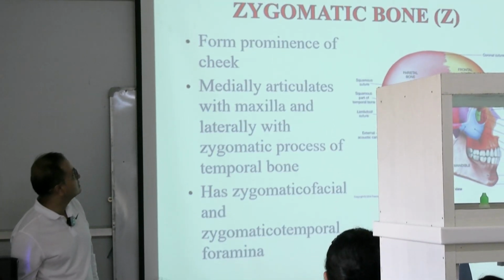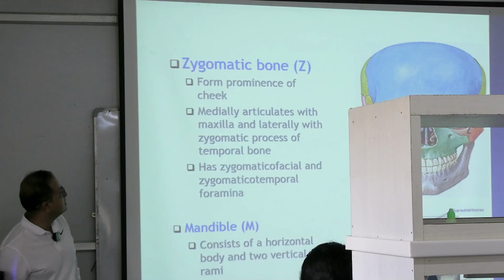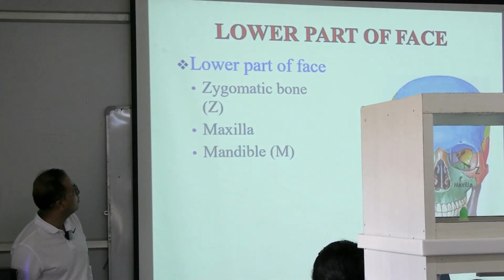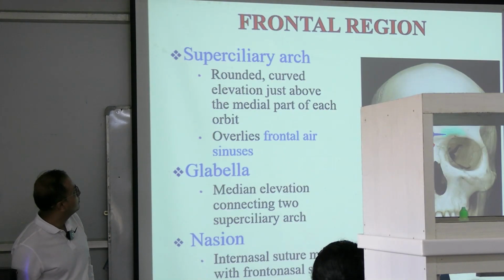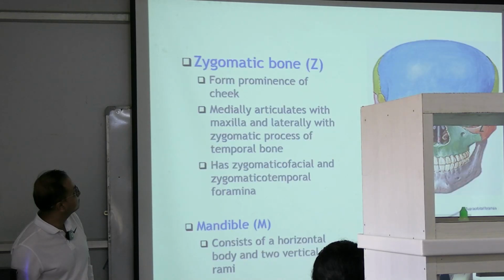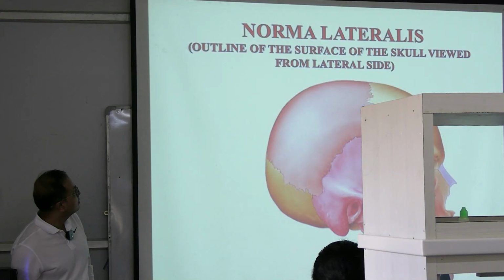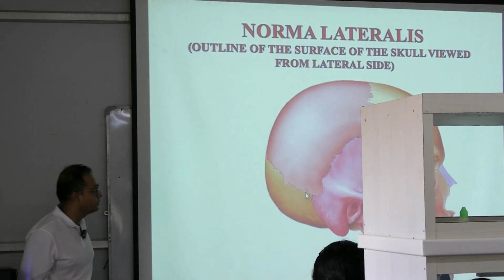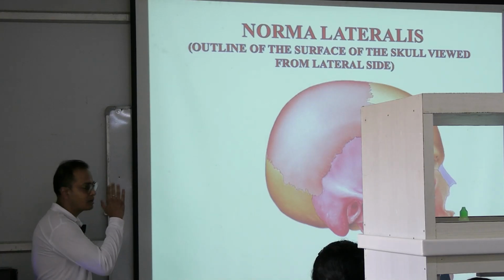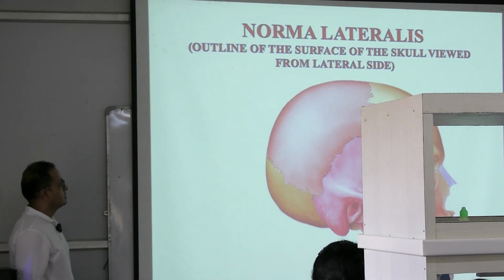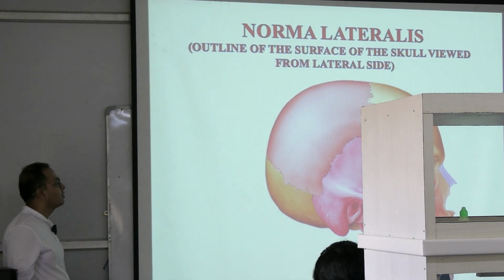For today we are going to skip this view, and we are going to learn about the lateral view, which is rather easy compared to the other part. We call this norma lateralis. From the lateral side, the lateral profile of the skull bones is visible. From here a number of bones are visible.